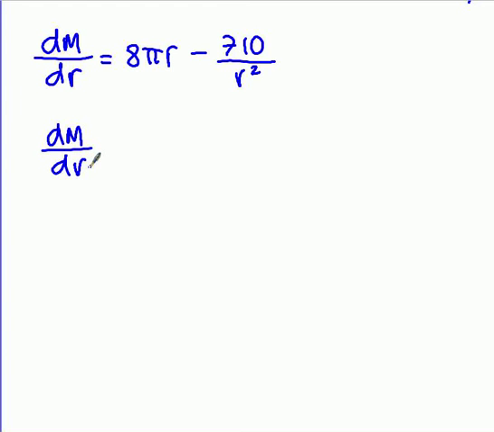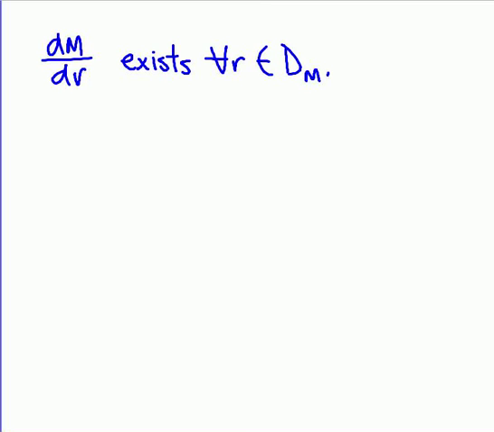Well, where is it going to exist? The only place we would have a problem would be when r equals 0, and r is not allowed to equal 0 because it's not in my domain. So again, I say dm/dr exists for all values of r in our domain. So we don't really have to worry too much about that. Which allows us to start thinking about what happens when our derivative is 0.